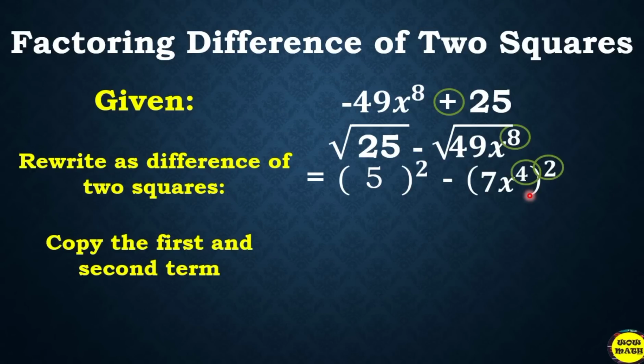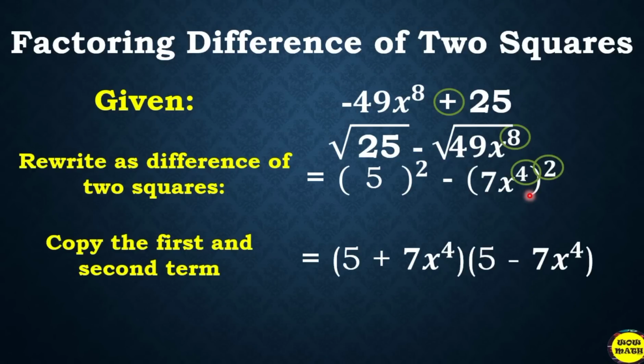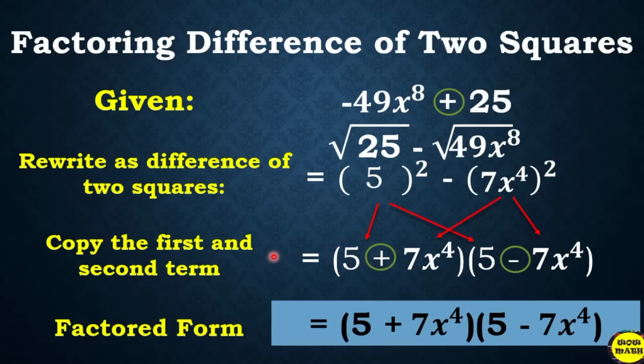Okay? Now, let us continue. So, meron ka ng first term at meron ka ng last term. Okay, so copy mo na lang yan. So, first term and then last term. Okay, so therefore, our factored form is 5 plus 7x raised to 4 times the quantity of 5 minus 7x raised to 4. Do not forget, it should be sum and difference. Okay? So, when we are factoring difference of two squares, make sure both are perfect squares. And then the operation is difference, minus. Okay.